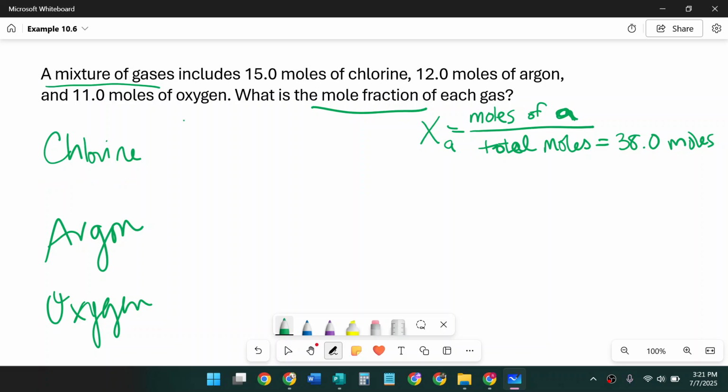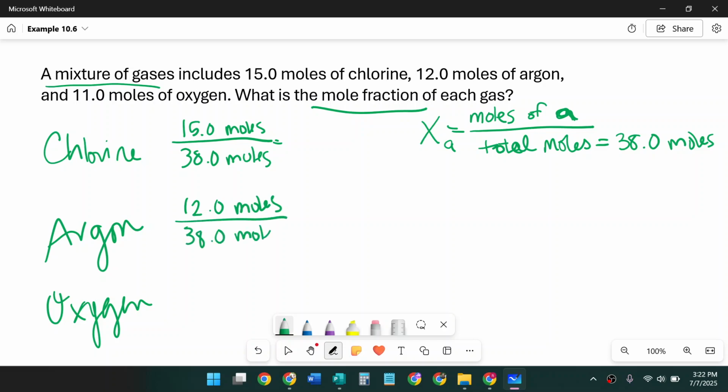So if chlorine has 15 moles, we're going to divide that by the total, so 38 moles. And then argon has 12 moles. And again, we're just going to divide that by the total. I'm setting these up and I will solve them in a second. And then our last one, oxygen, has 11 moles. And we have to keep our 0.0 with each of these because it will matter when we divide. And again, we divide it by the total.